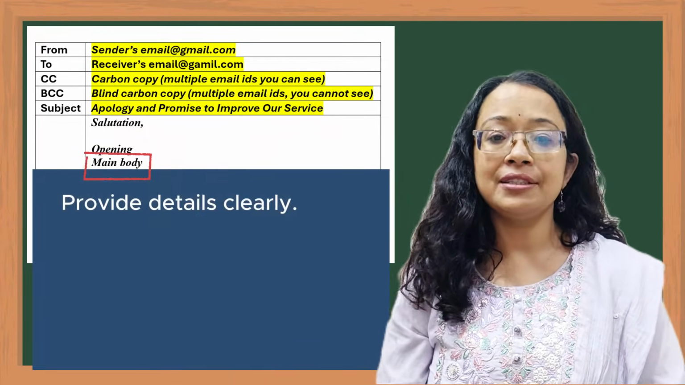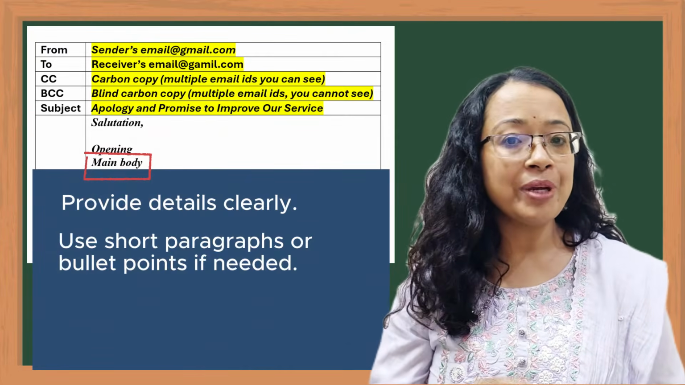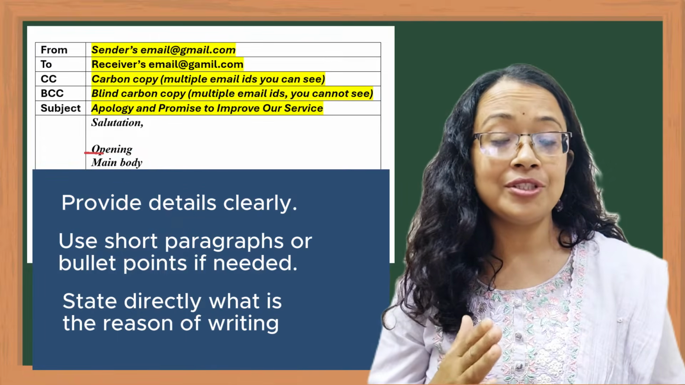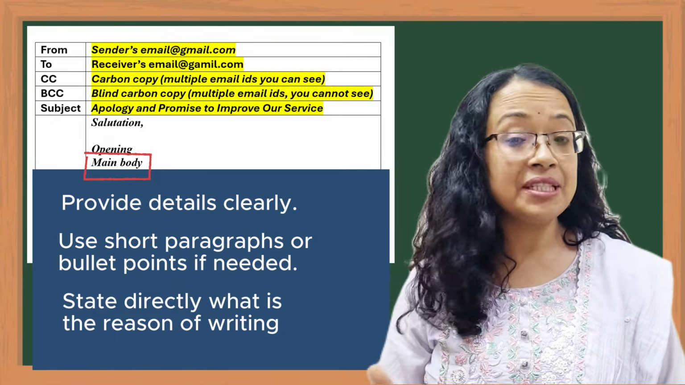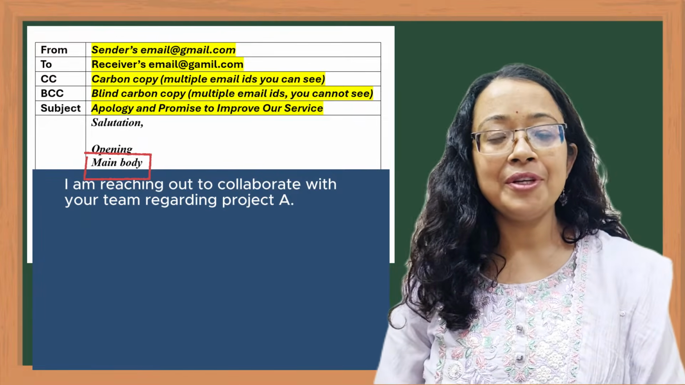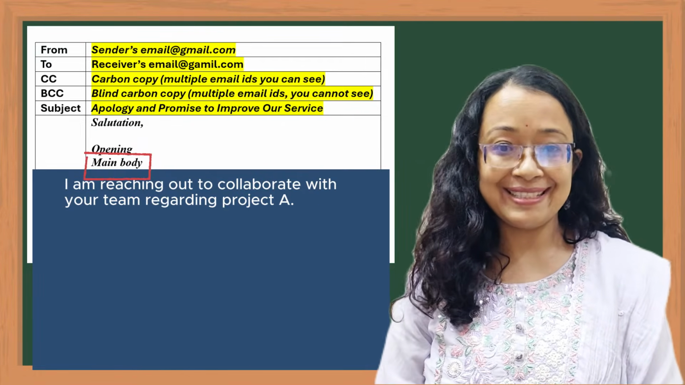Here you need to provide the details clearly. Use very short paragraphs and if necessary, use bullet points. State directly what is the reason of the email writing. For example, you can use some of these expressions. I'm reaching out to collaborate with your team regarding project A.